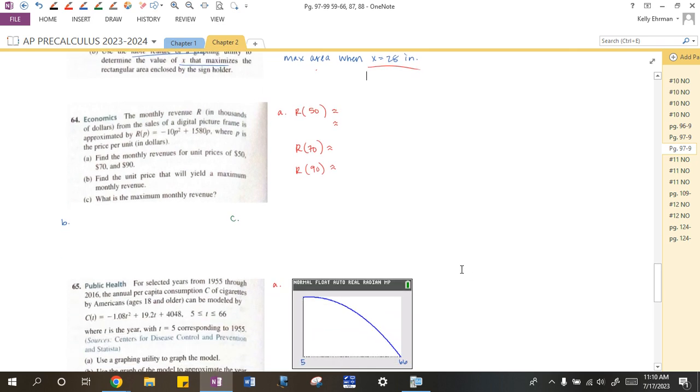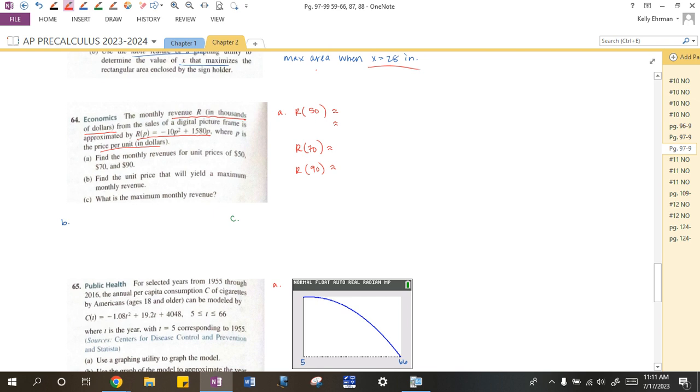All right, next problem. I have a little bit of a discrepancy with what the textbook says the answers are for part A and the way they worded their problem. And it's important for our AP exam and just for accuracy in general. So let's read through this. The monthly revenue R in thousands of dollars from the sales of a digital picture frame is given by this function. P is the price per unit in dollars. Part A is just find monthly revenues for 50, 70, and 90. So we're just plugging in or evaluating the function at each of those values.